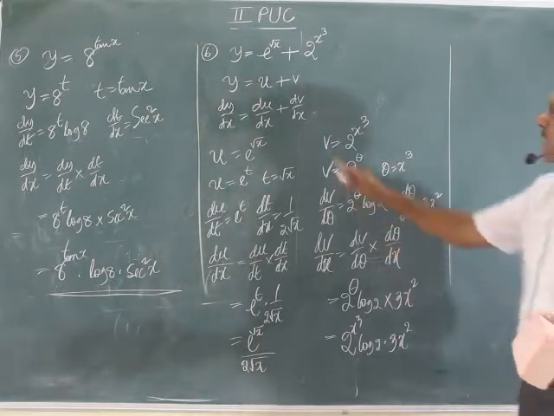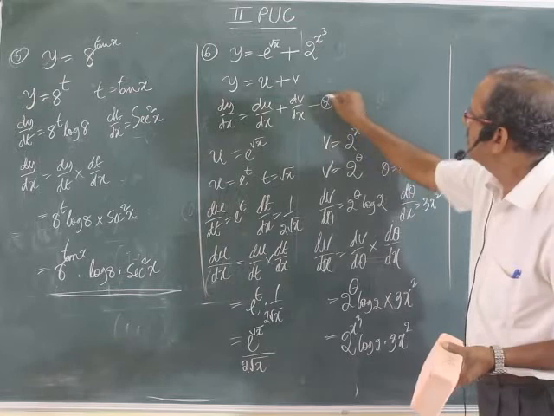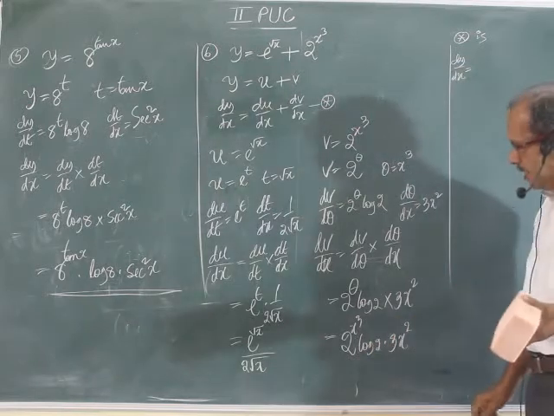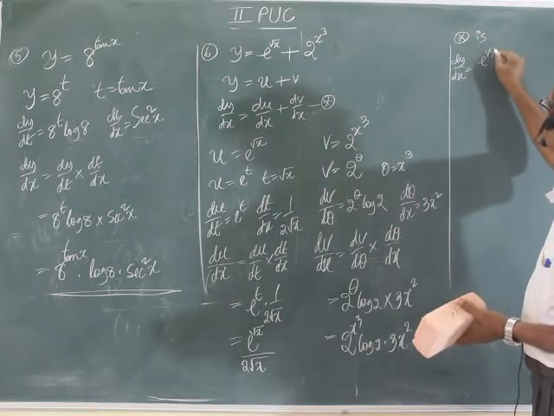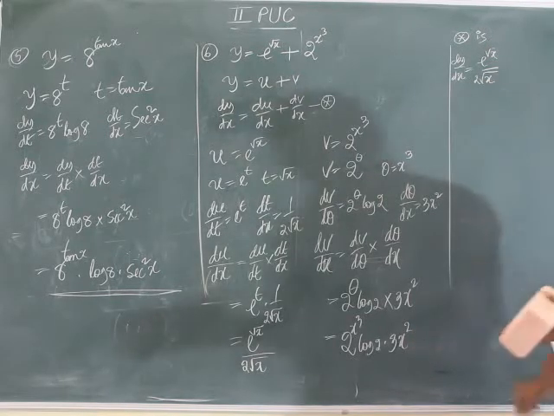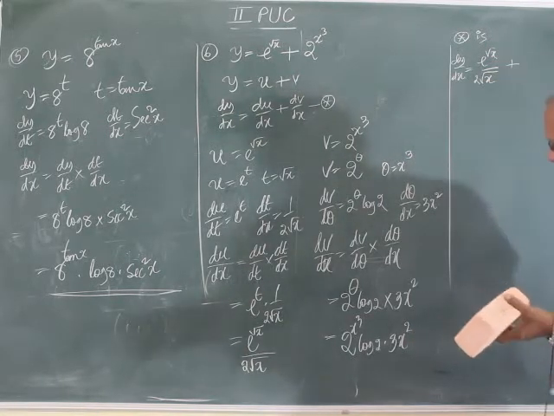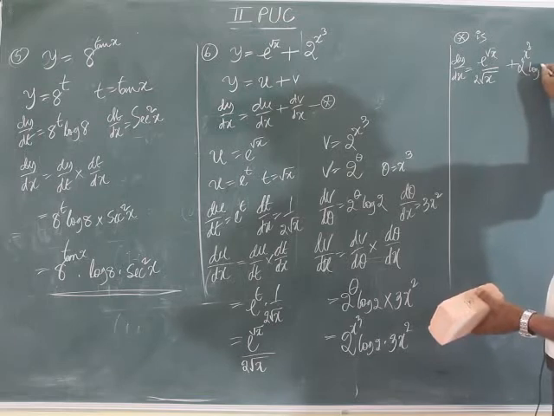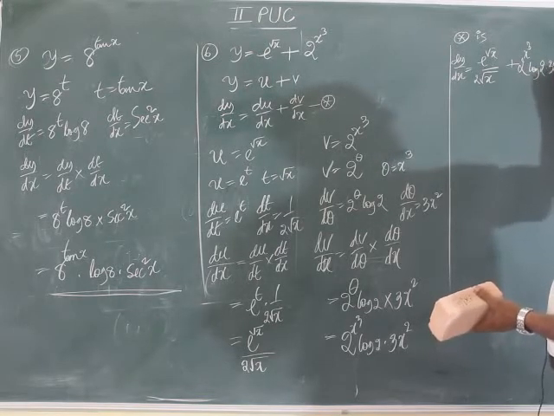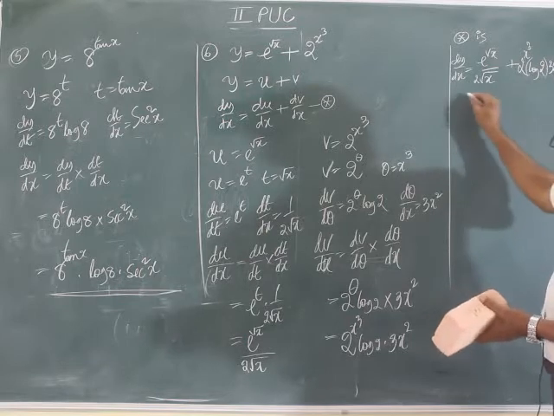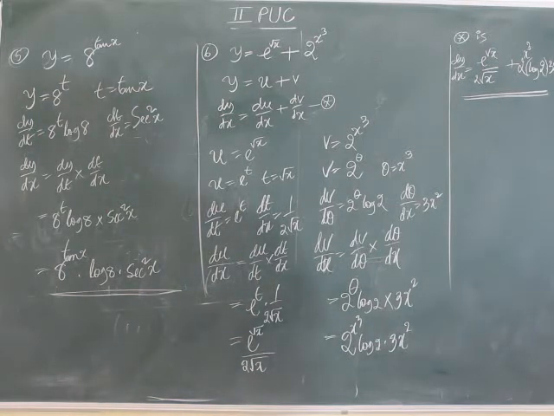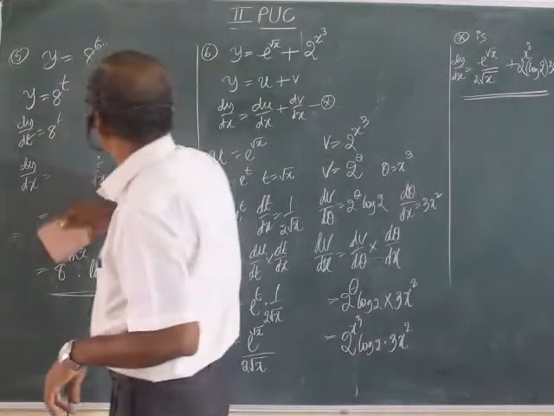Now come to the last part, this one. Star. dy by dx is equal to du by dx, e to the power root x by 2 root x, plus dv by dx, 2 to the power x cube log 2 into 3x square, that is du by dx plus dv by dx. Chain rule, two problems I have taken in the same one.